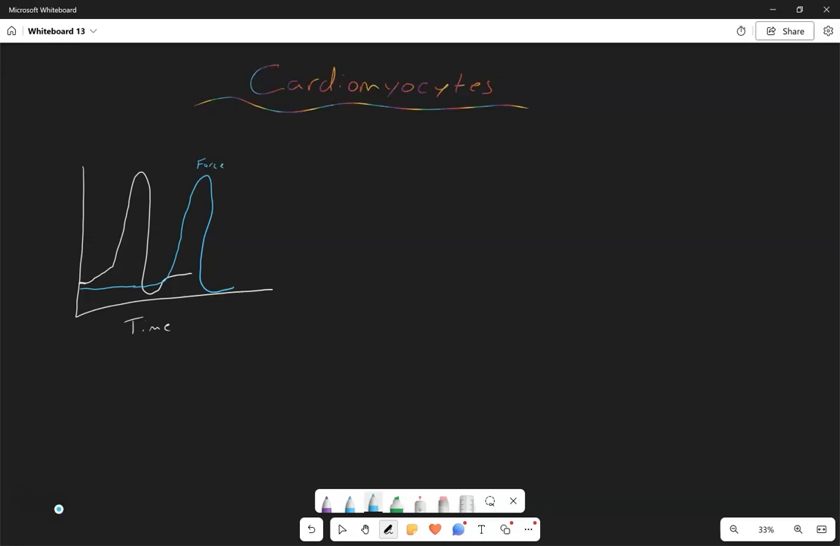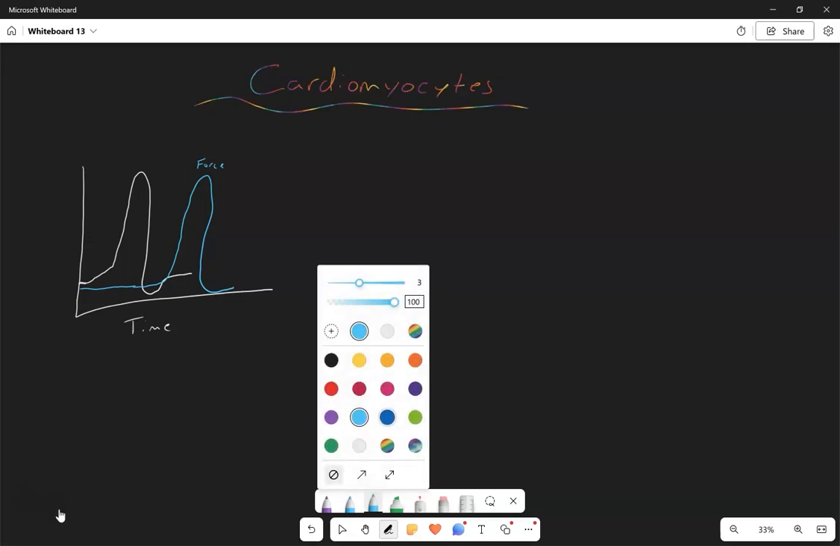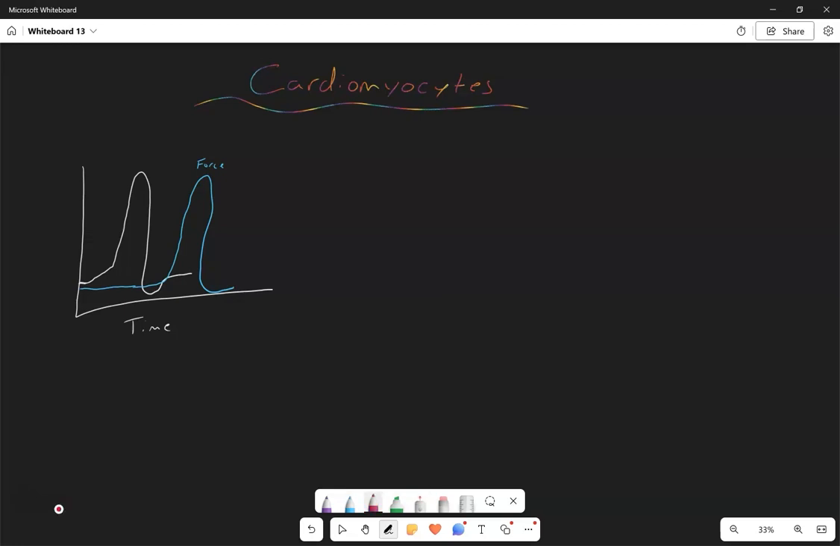Okay, so notice that the entirety of the action potential occurs, okay, and then you get the actual twitch of the muscle, right? Because remember, when we talked about skeletal muscle, we had sort of that latency period.